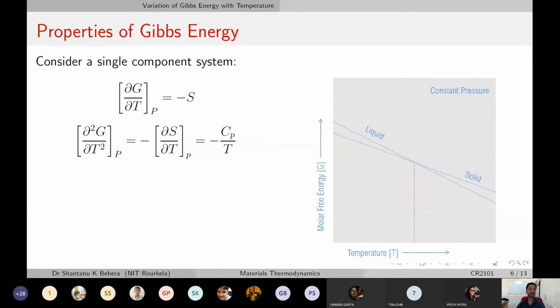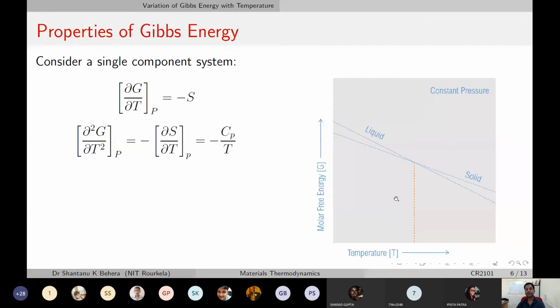If you want to go a step further and take the double derivative of this curve, you'll find del square G by del T square, at constant pressure. That is again taking the derivative with temperature, which gives you minus Cp by T, and Cp also being a positive quantity, the negative of that gives you a negative value. So here you can apply this formula to see the slope or the overall shape of the curve for either the liquid water or the solid water. And that's how they're varying.